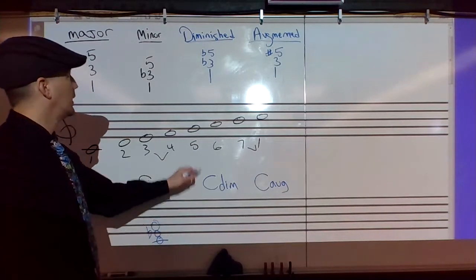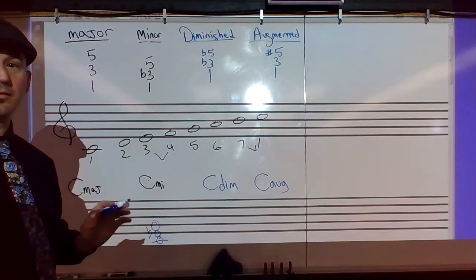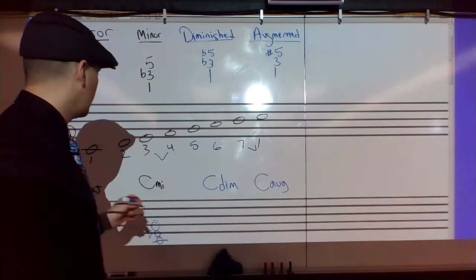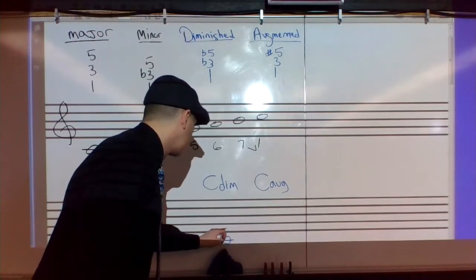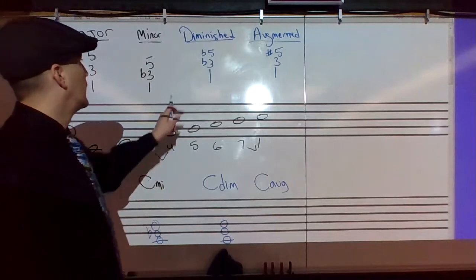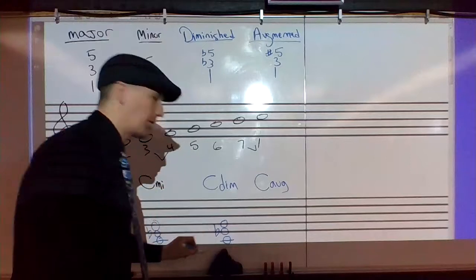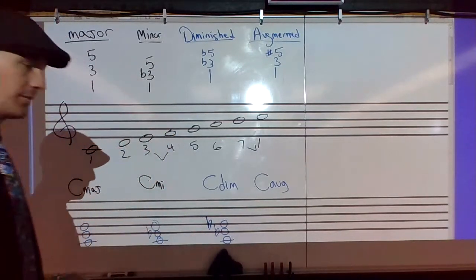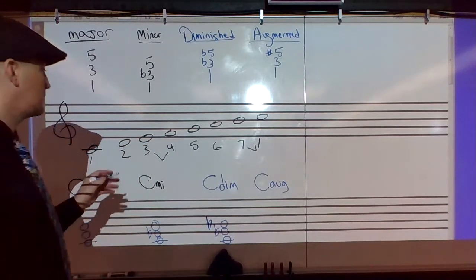The C diminished is a 1, flat 3, flat 5. So any diminished triad is 1, flat 3, flat 5 of the root's major scale. In this case, the root is C. So I'm going to start by, again, stacking the major. Okay? Then I have to flat the third and the fifth. So flat the third, 1, 3, 5, and then the fifth is the one on top. C, E flat, G flat spells a C diminished triad.